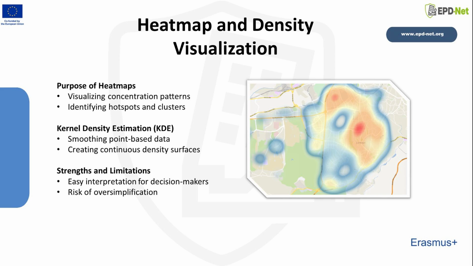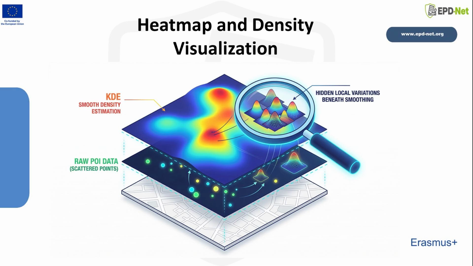Kernel density estimation, or KDE, is a widely used method for generating heat maps from point-based data such as POA or event locations. KDE creates a continuous surface by smoothing individual points, allowing analysts to observe broader spatial trends rather than isolated locations. While heat maps are effective communication tools, they also have limitations. The choice of parameters can influence results, and overly smooth surfaces may hide important local variations. For this reason, heat maps should be interpreted carefully and used alongside other spatial analysis methods.